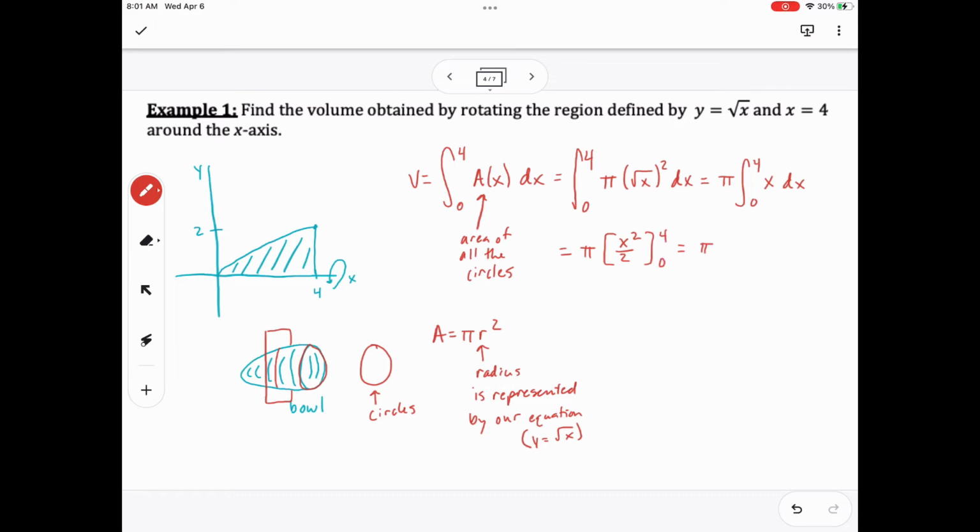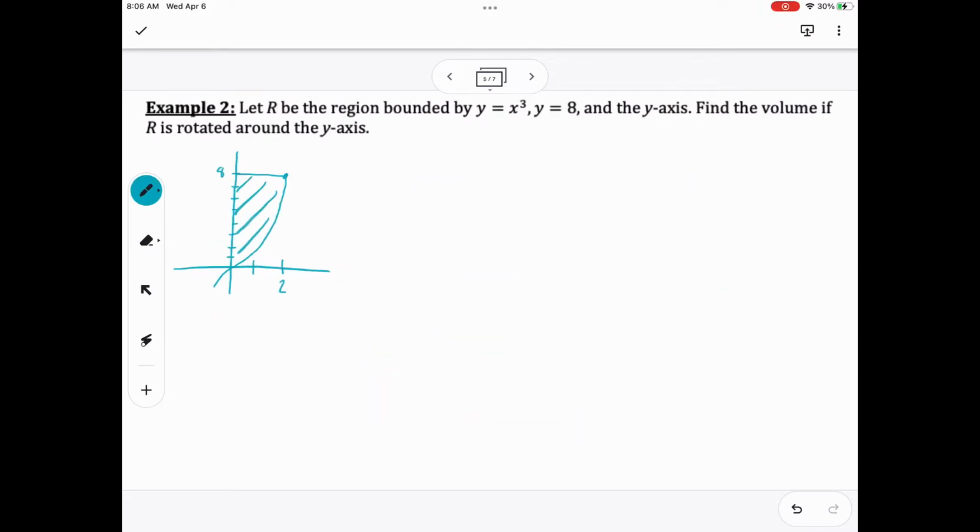Pi is a constant, so I can move it out. And then I take the antiderivative. So I get x squared over 2. From 0 to 4, I plug those in. The 0 doesn't matter, gets crossed out. So I'm really just left with 8, which is 8 pi, and that's my volume.